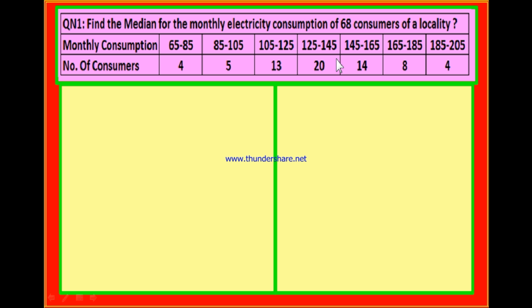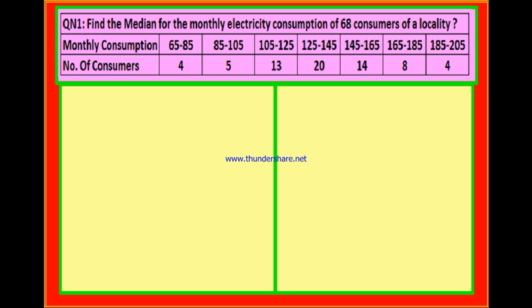For this group of data, you have to find the median. So far, we learned that there are three measures of central tendency. The first is arithmetic mean, the second is mode, and the third is median. In exercise 14.1, we solved problems on arithmetic mean, and in exercise 14.2, we solved problems on mode. Now in 14.3, we solve problems on median.